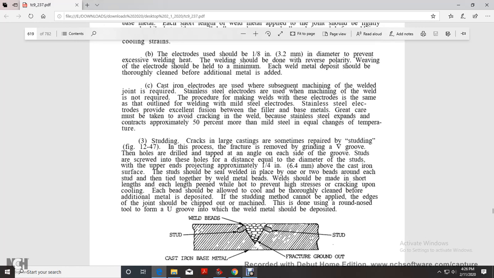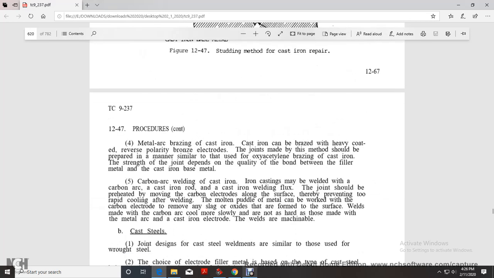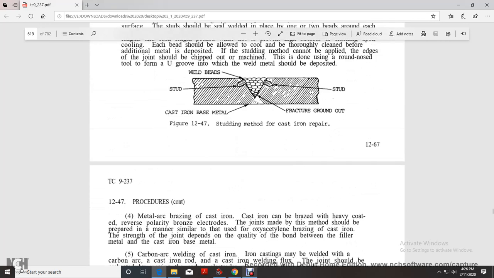The studding method can be applied where the edges of the joint are chipped out with a machine. This is done with a round nose tool, forming a U groove in which the weld metal should be deposited. Alright, figure 1247 shows the studding method of cast iron repair.